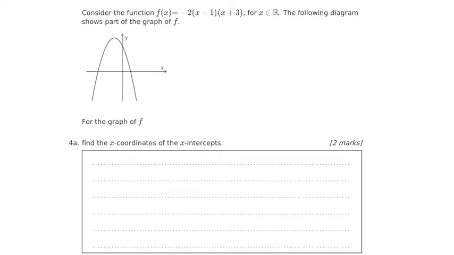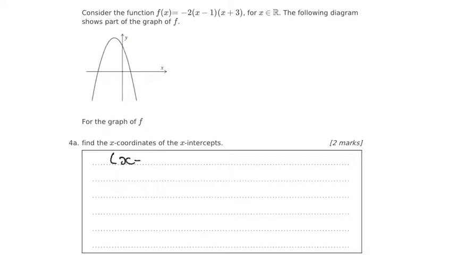Consider the function f of x is equal to minus 2 brackets x minus 1 brackets x plus 3, for x equal to any real number. The following diagram shows part of the graph of f. For the graph of f, for a, find the x-coordinates of the x-intercepts. Well, the function minus 2 (x minus 1)(x plus 3) is in the right form. So it's in the x-intercept form.